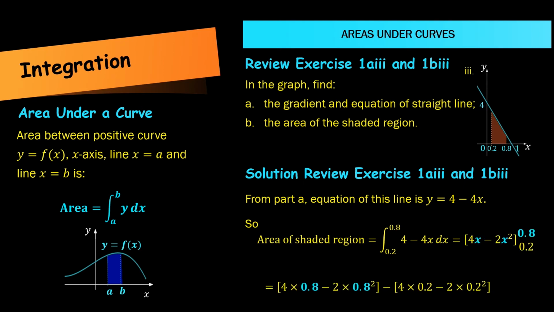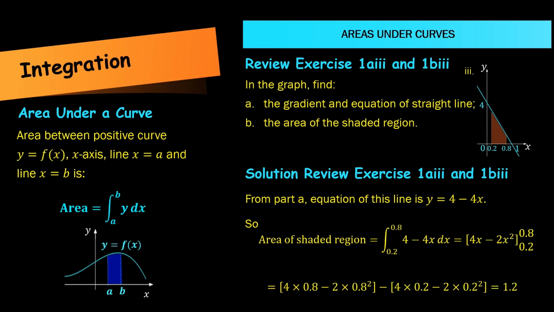And of course here we've plugged in x equals 0.8. And we're taking away this expression with x equals 0.2 plugged in, to give us that the area of the shaded region is 1.2.